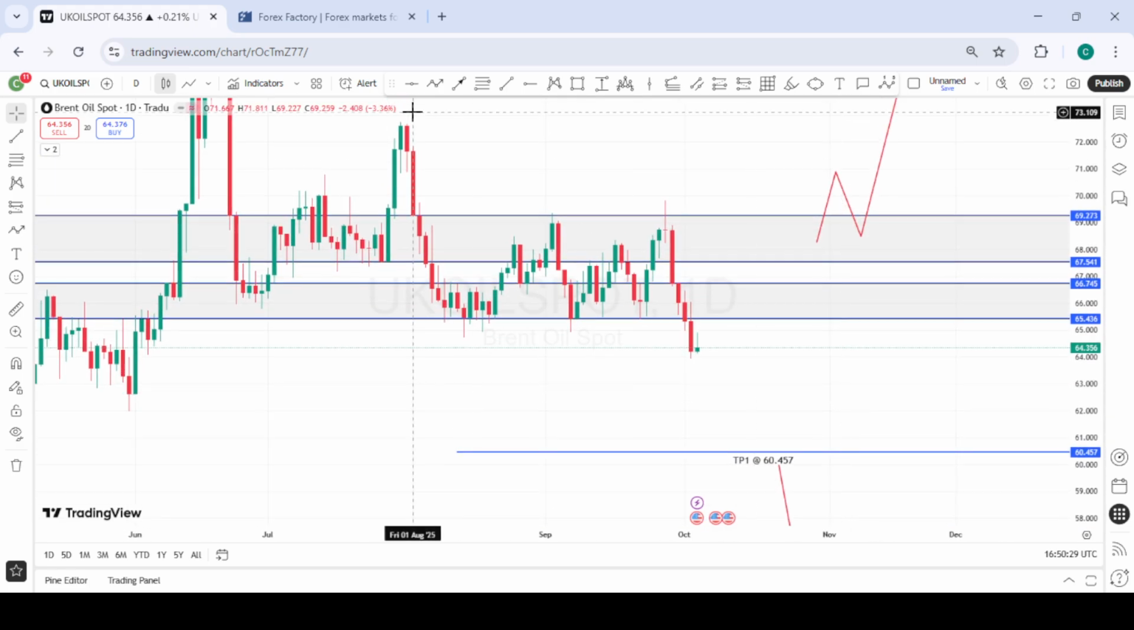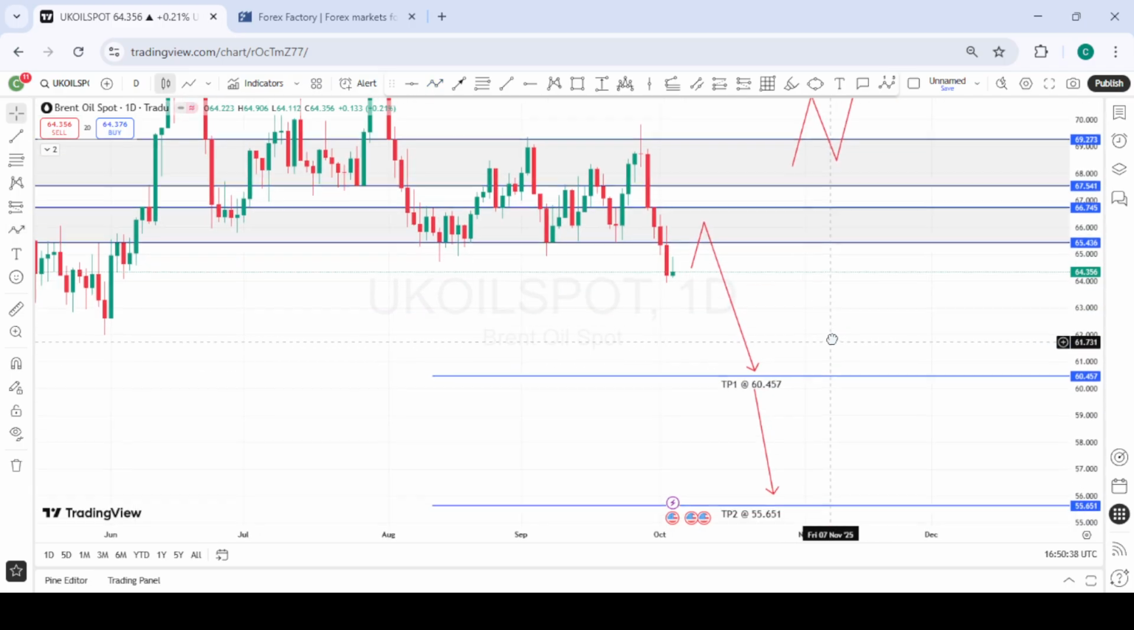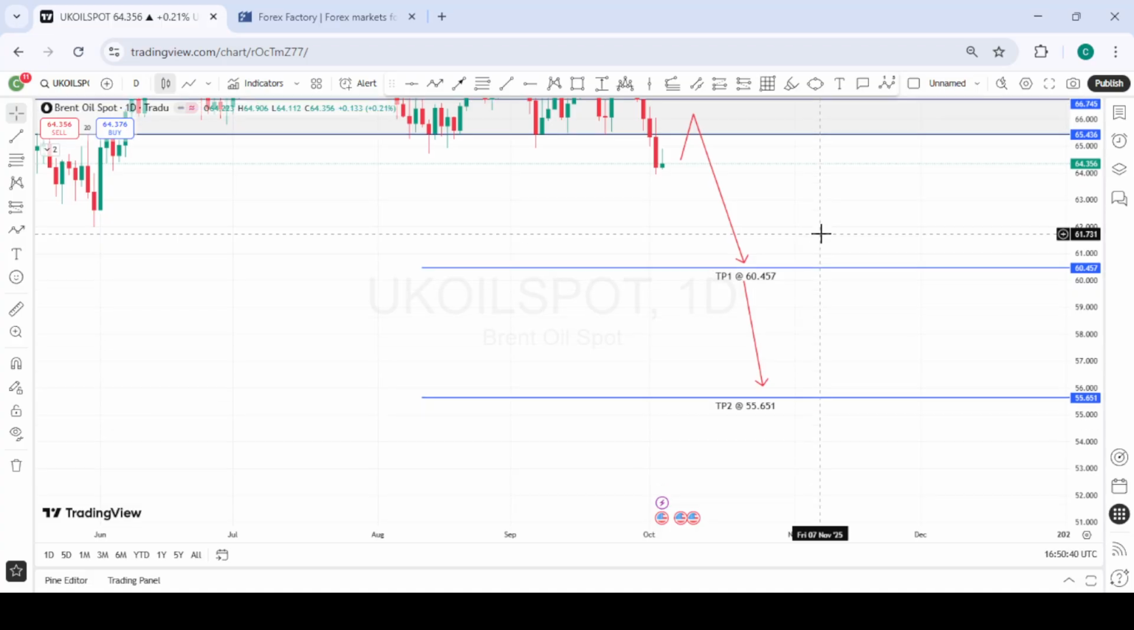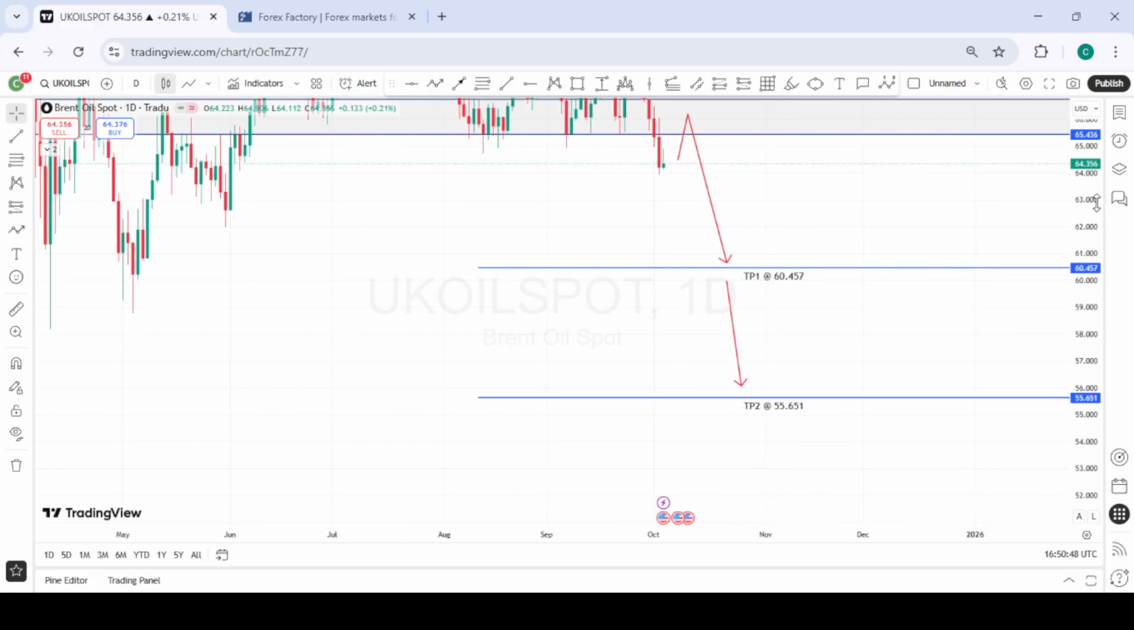So for the coming week, all we're waiting for is to see price pull back into this zone, give us selling confirmations on the lower time frames, and then look for sell to the downside, targeting $60.457 per barrel, and then the second TP $55.651 per barrel for the Brent crude oil.